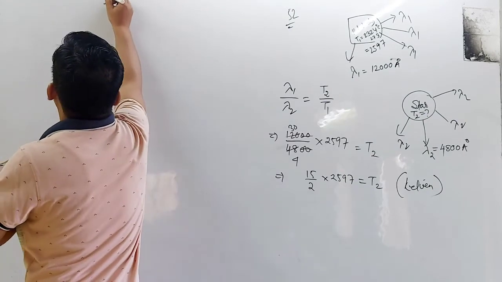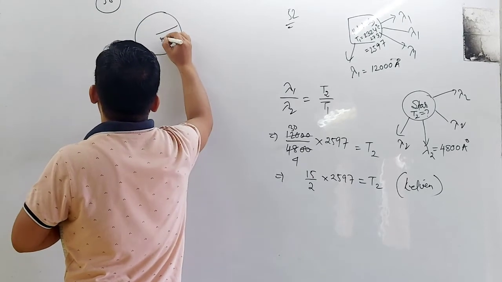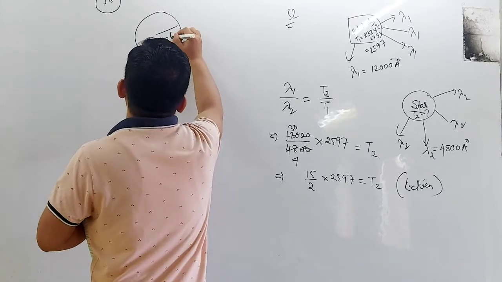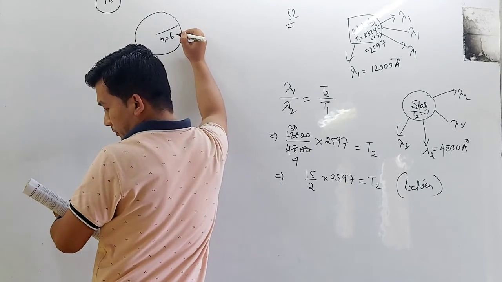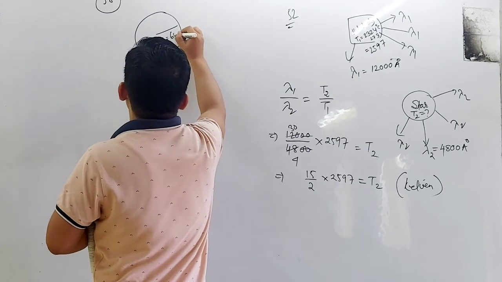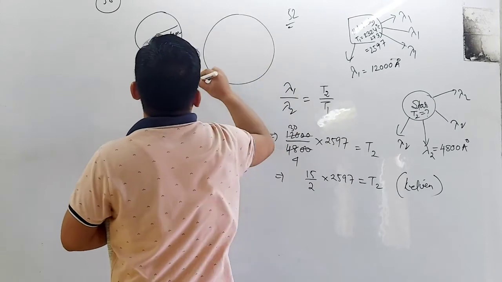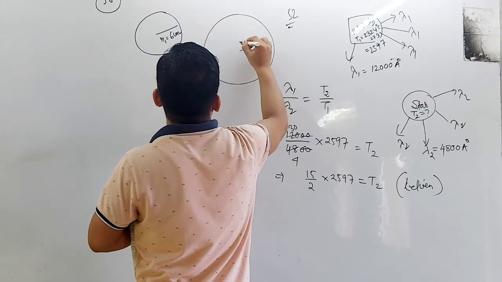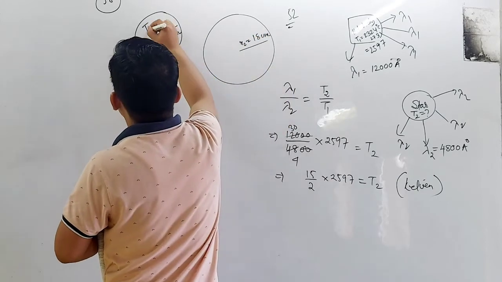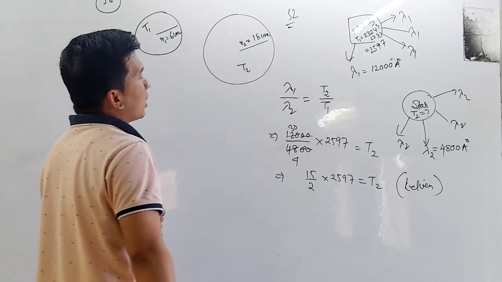Question number 58: we have two black bodies. One has radius r1 equal to 6 centimeter, and another has radius r2 equal to 18 centimeter. The temperature of the first is T1 and the temperature of the second is T2. How do we calculate the energy produced?